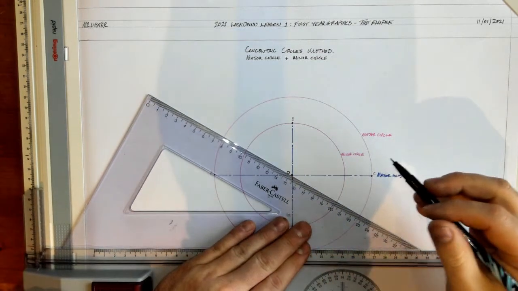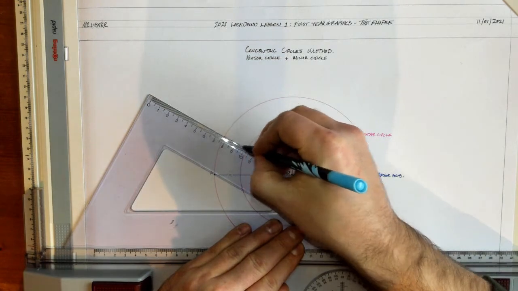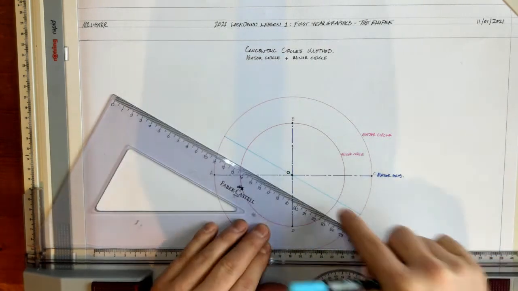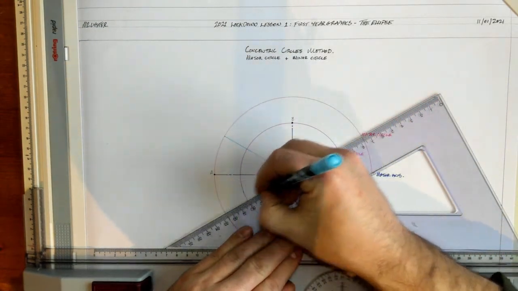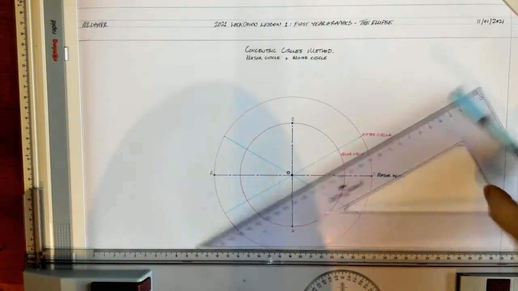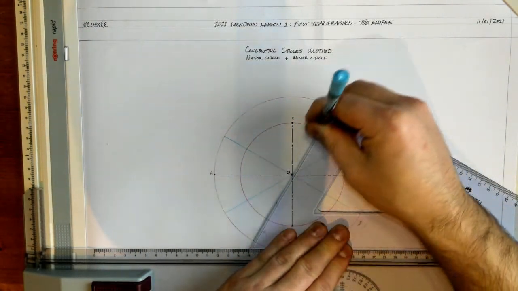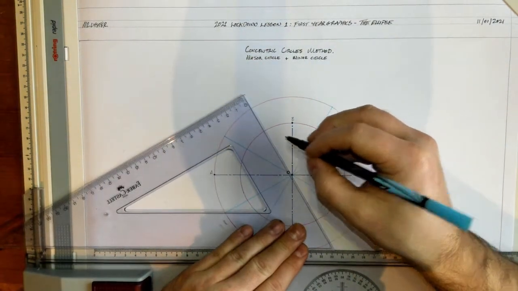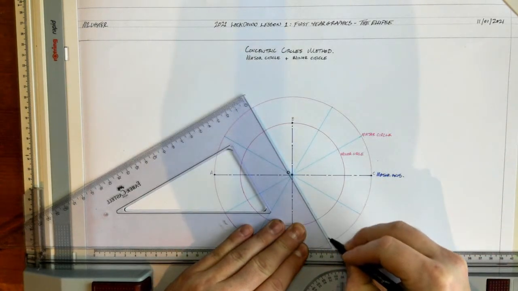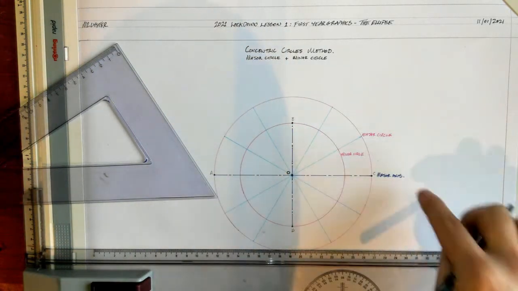So what I'm going to do now is take my 60-degree, 30-degree set square, line it up at point 0, very important there, through the center point, and I'm going to draw a 30-degree line in that direction, and a 30-degree line in the opposite direction. Then I'm going to draw a 60-degree line in this direction, and a 60-degree line in the opposite direction. Now, quite a few lines there at the moment, as you can see, 30 degree and 60 degree and straight up and straight across and so on.